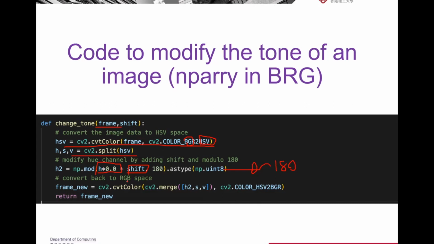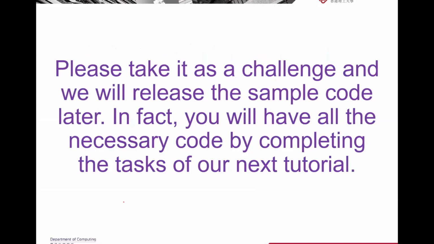So I will put that as a shift parameter to pass into this function, and it will modify the frames that way. So modify the hue, and then combine them back with the S and V as a new image, compose them into the BGR space, converting that way, and return them. So this is a function you might need for doing that. And in addition, I've already uploaded the original video into Blackboard, and you can try it out. Take that as a challenge, and we will release the sample code later.